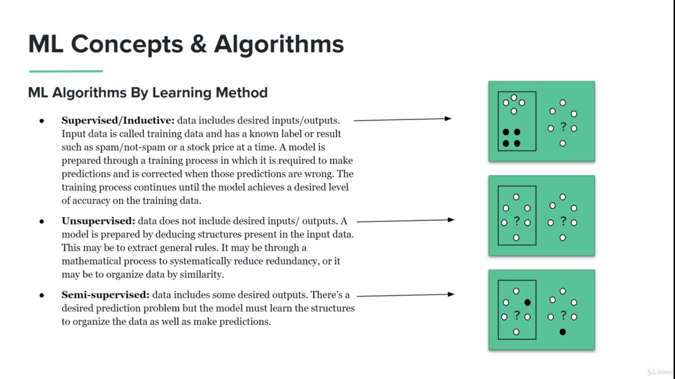So that's the supervised and then the unsupervised, and then the semi-supervised. This data includes some desired outputs. There is a desired prediction problem, but the model must learn the structures to organize the data as well as make predictions. Notice how you have the supervised and then the semi-supervised where you have an output. With the unsupervised, you don't have anything, and so you're using different mathematical formulas and processes to understand what the actual output is going to be. It's very important to understand the various machine learning methods.